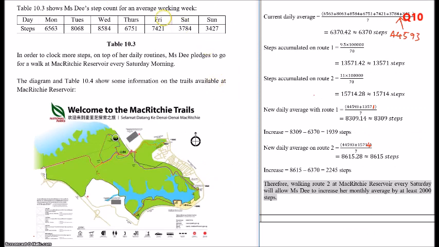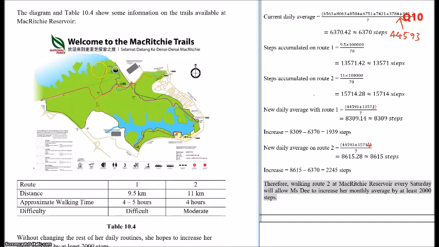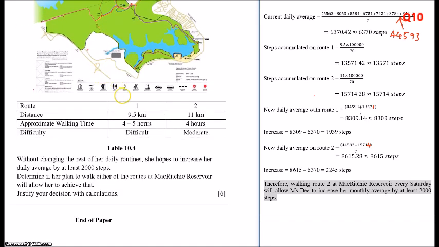So for the last part of the question, you can see that they give you an average working week. These are all the steps for every day on average. And then it's still not enough. So she wants to go MacRitchie and do some stuff. And in MacRitchie there's two routes, route 1, route 2. This is a shorter one, this is a longer one. And then her aim is to increase her average daily by 2000.